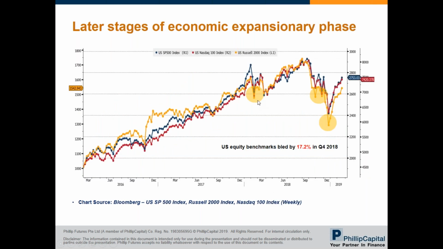So what else do we use to support our view of rising safe haven appeal? This is the US S&P, NASDAQ, and also the Russell. These three, as we can see, have shown marked volatility since 2018. This is very different from the bull run, as the market is entering what is traditionally the last phase of this economic expansionary phase. Traditionally, we will see marked volatility. This is how the charts look.